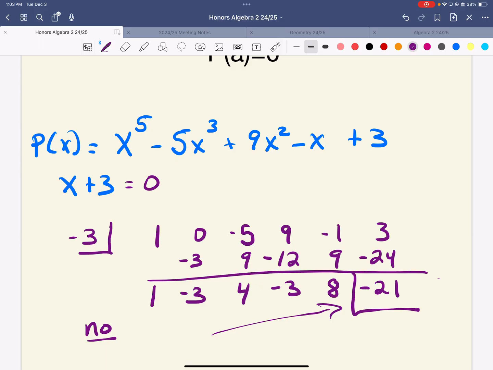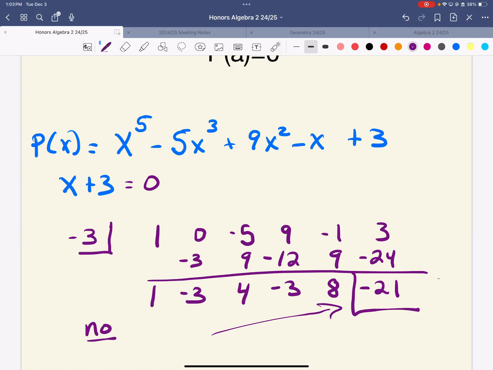So I have another point on this graph if I am going to graph it. I've created another point on this graph that I can use. I can use the point negative 3, negative 21 to help me graph it, but that is not one of the factors of it. If I was going to factor this, and we're not factoring it yet, so this is a question that we'll see how you do. I know x plus 3 isn't a factor of it.